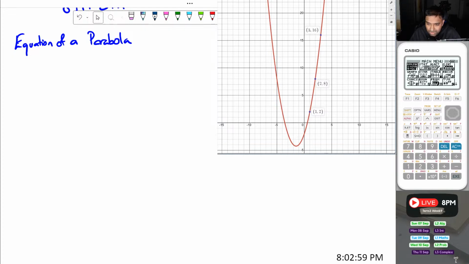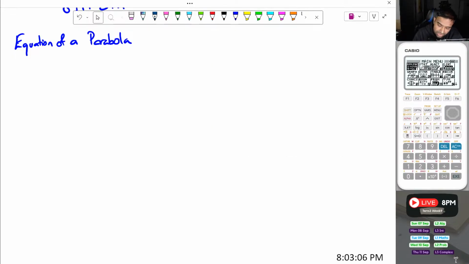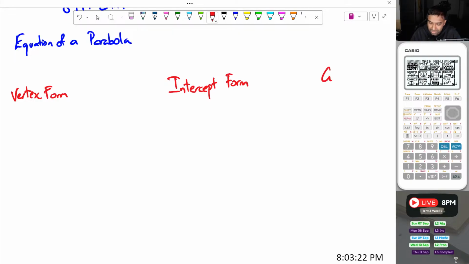So I'm just going to chuck a quick bit of note here to show you what the three different versions for a parabola are. You've got the vertex form, then you have the intercept form, and then you have what I just call the general equation, the ax squared plus bx plus c. Just those three there.